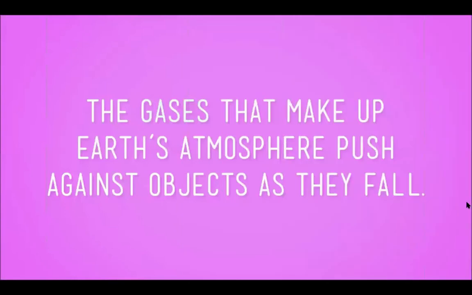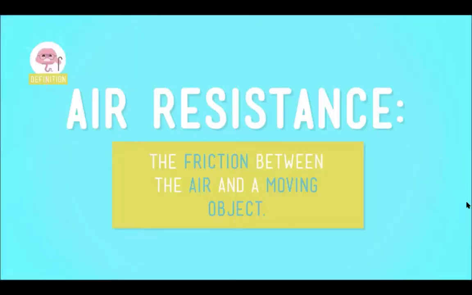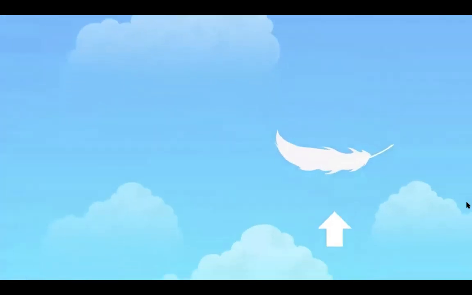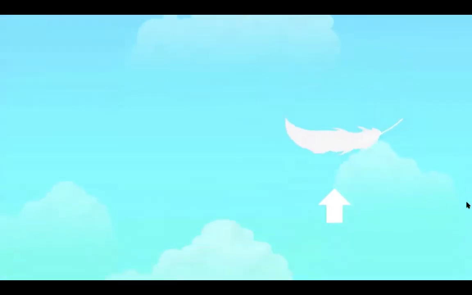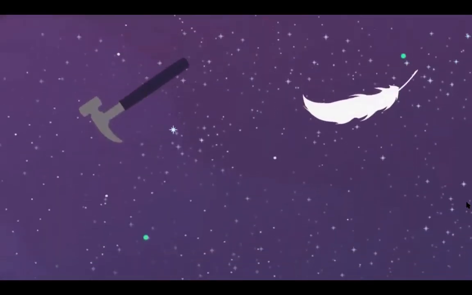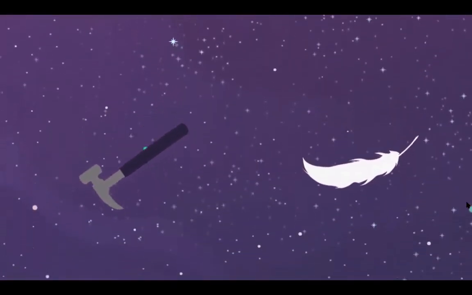If you drop a hammer and a feather on Earth, the feather would take a lot longer to reach the ground. So, what does the Earth have that the moon doesn't? For one thing, an atmosphere. The gases that make up Earth's atmosphere push against objects as they fall, and the push of the air against the falling object causes friction. We call that friction air resistance. So on Earth, the feather's flat, fluffy shape makes it run into more air resistance than the hammer does. This makes it fall more slowly than the hammer. But since the moon has almost no atmosphere, there's almost no air resistance. So the two objects fell at the same rate.